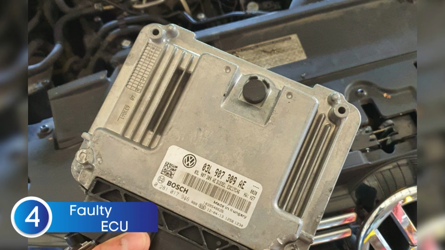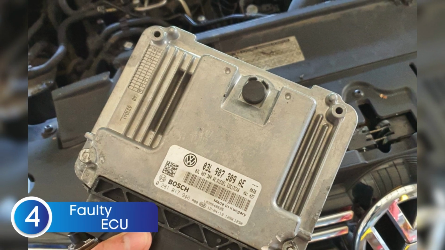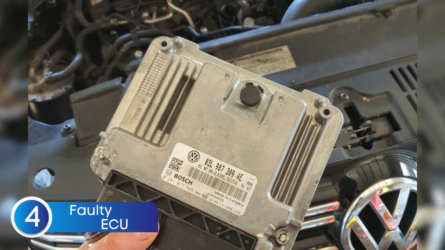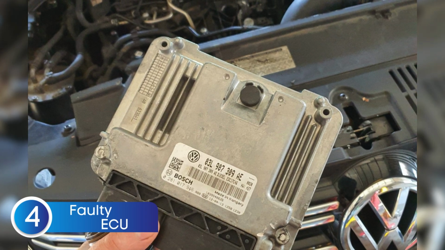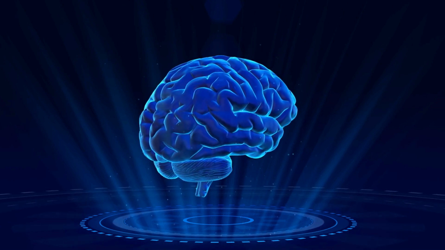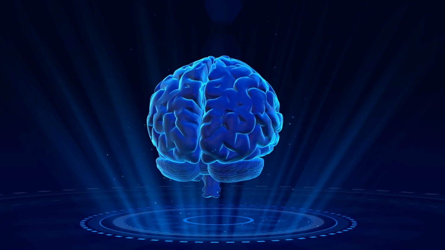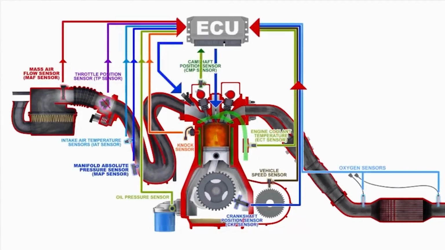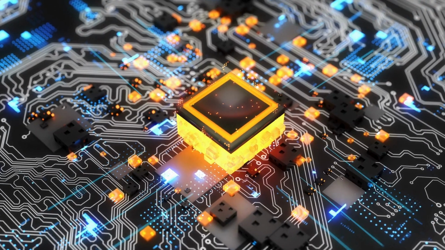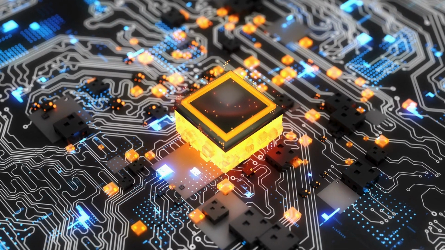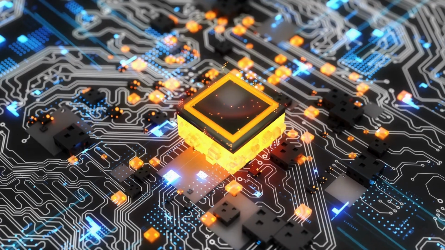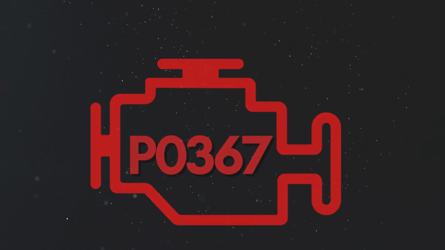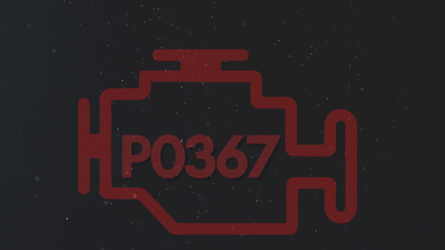The fourth cause is ECU failure or software issues. The ECU, basically the brain of your engine, relies on data from multiple sensors, including the camshaft position sensor, to manage engine timing and fuel injection. While it's rare, the ECU itself can sometimes develop internal faults or software glitches. When that happens, it might misread or misinterpret the signals coming from the camshaft sensor, triggering the P0367 code, even if the sensor and wiring are just fine.